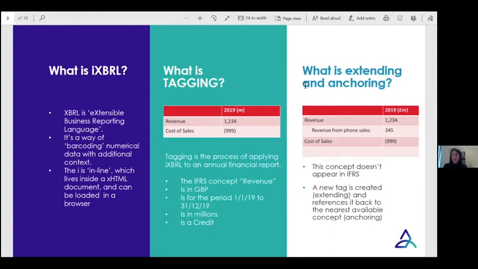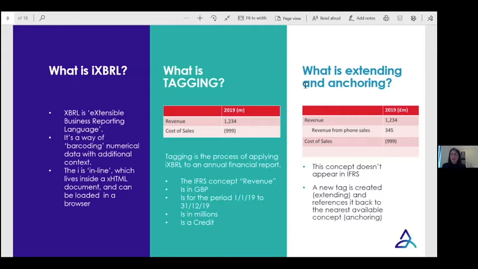And then there's a new concept that comes with ESEF that's slightly different to most of the other iXBRL tagging that's been done historically. That's a concept around extending and anchoring. As I said earlier, all numbers in the primary financial statements have to be tagged. And there are certain instances where the narrative and the numbers that your business has put in their primary statements is unique to your business. So the example we've used here is revenue from phone sales. So say you're Vodafone or something.